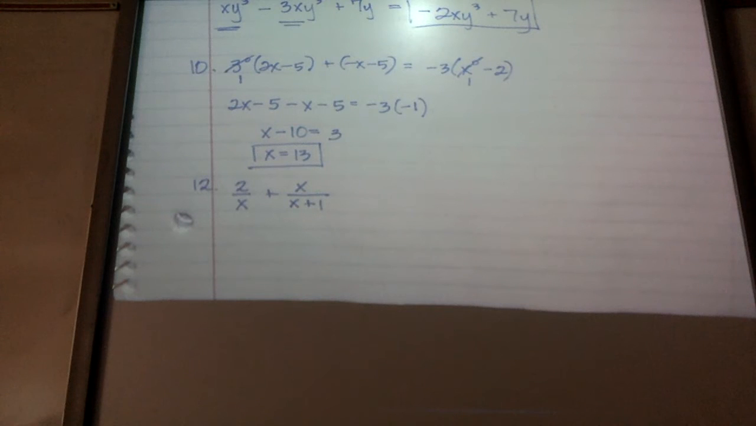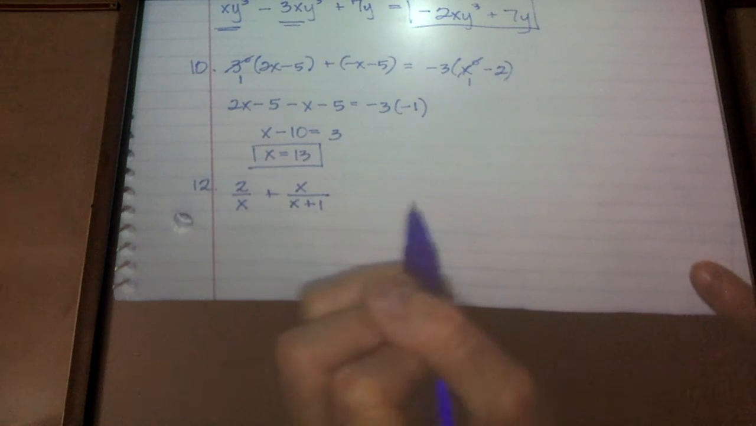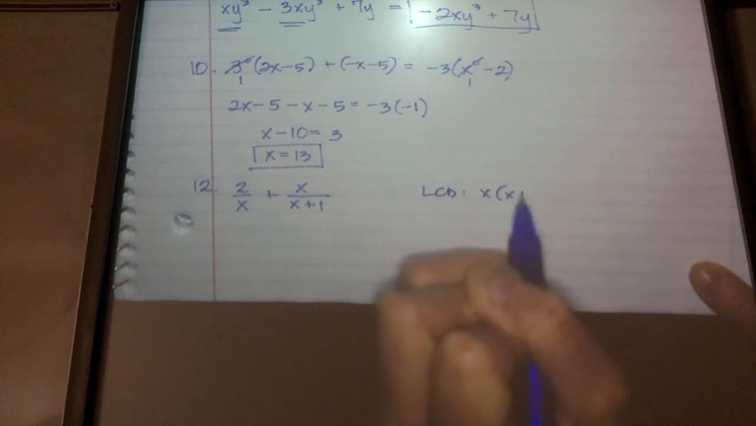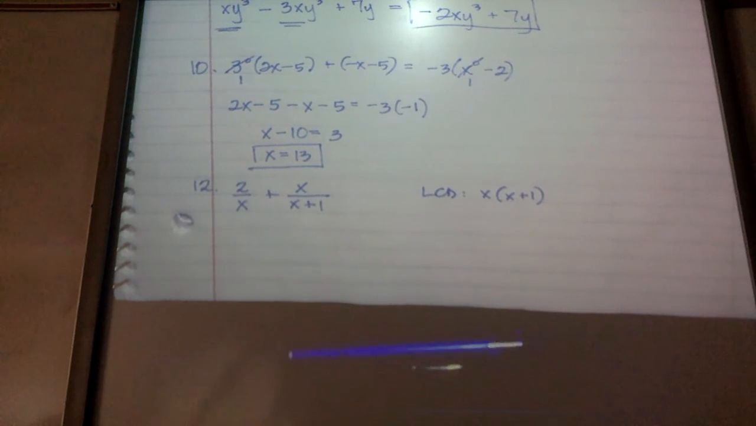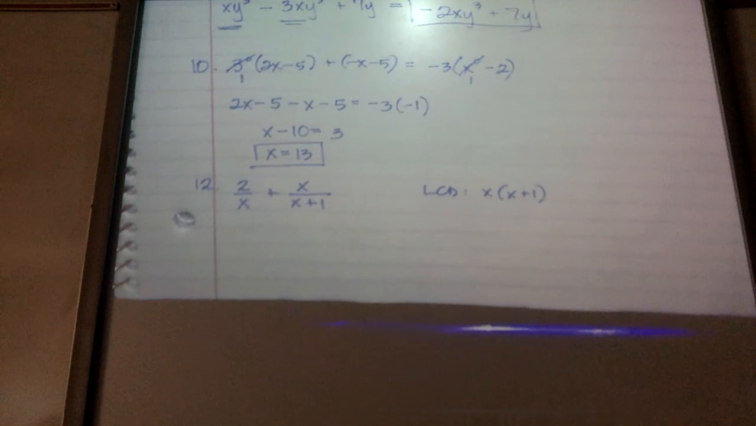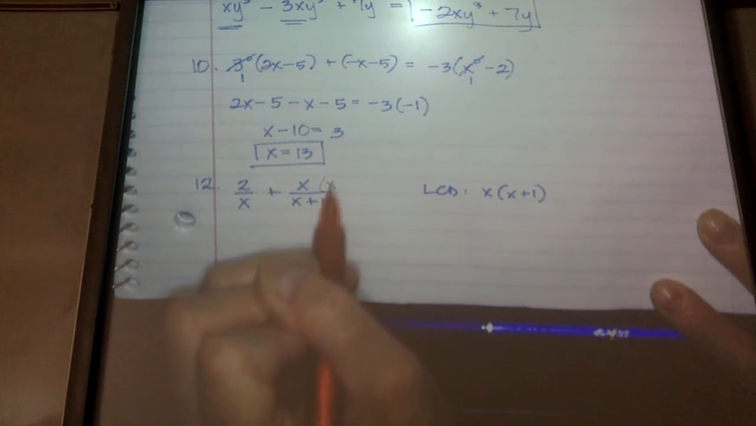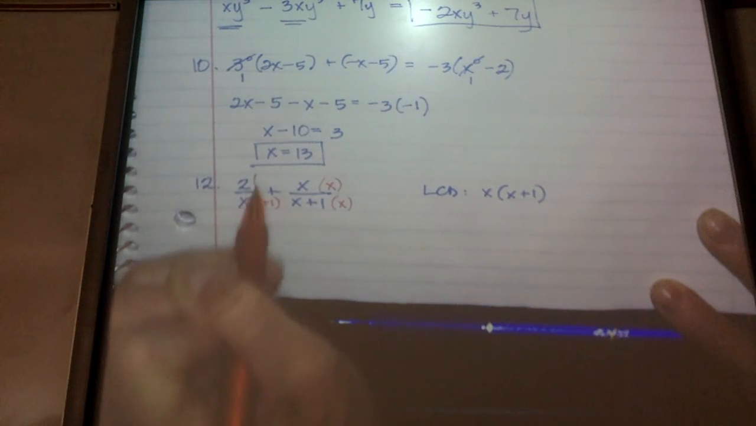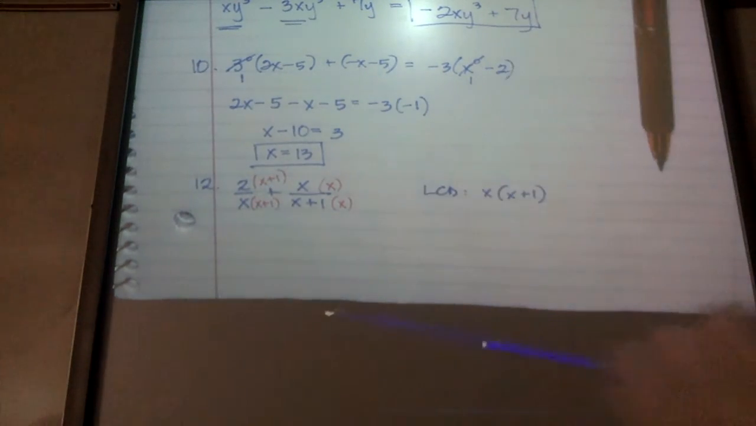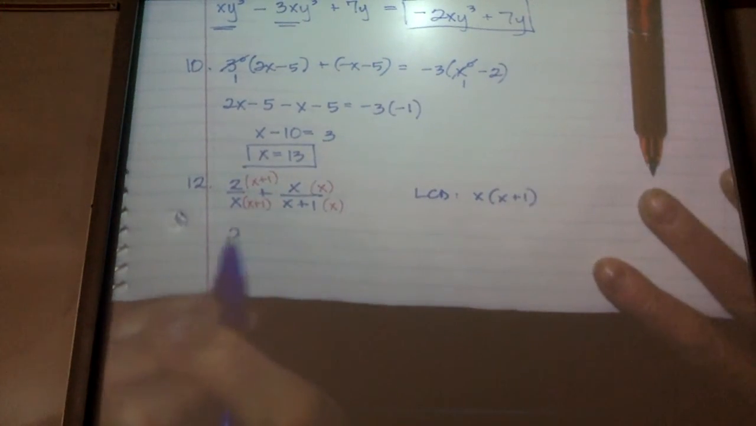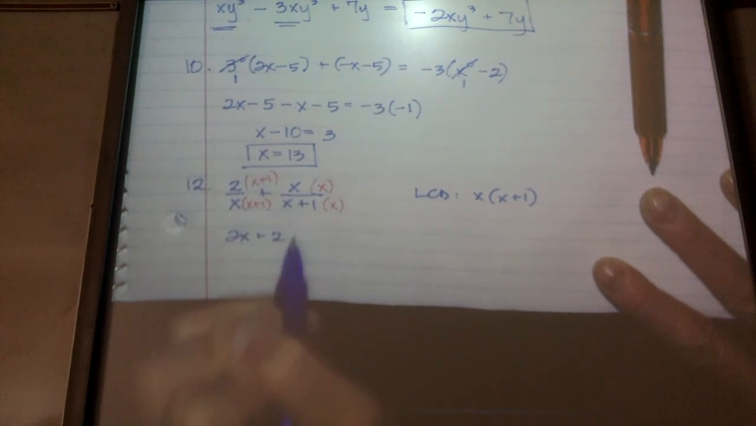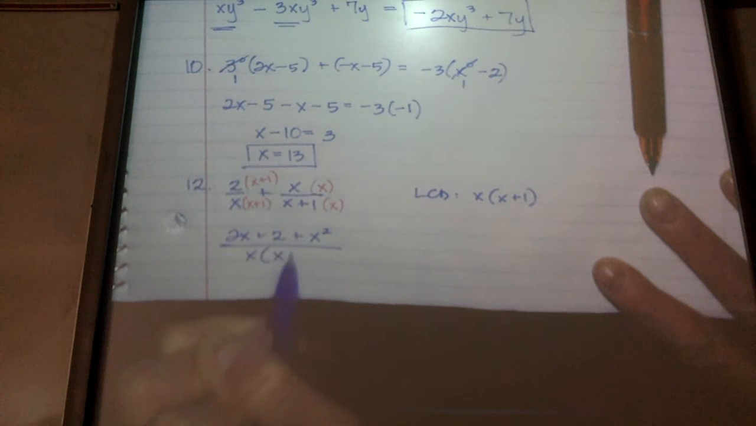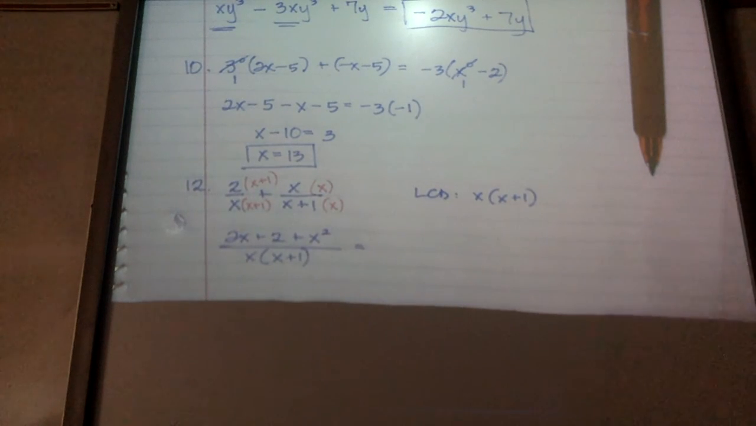Okay, so I believe this is all they wrote for number 12. We have to find a least common denominator, which in this case is x times x plus 1. So I'm going to multiply this one by x and this one by x plus 1. So I end up with 2x plus 2 plus x squared over x times x plus 1.